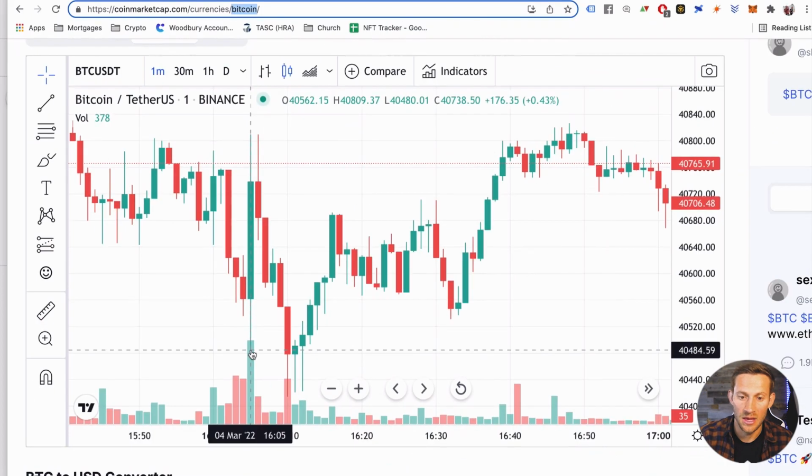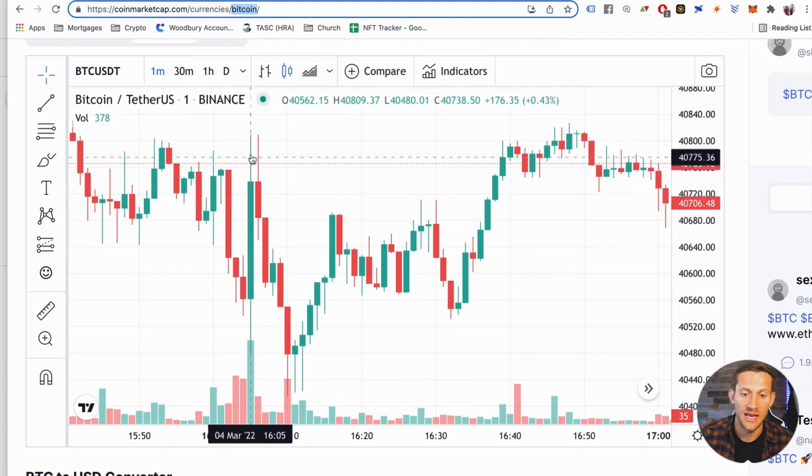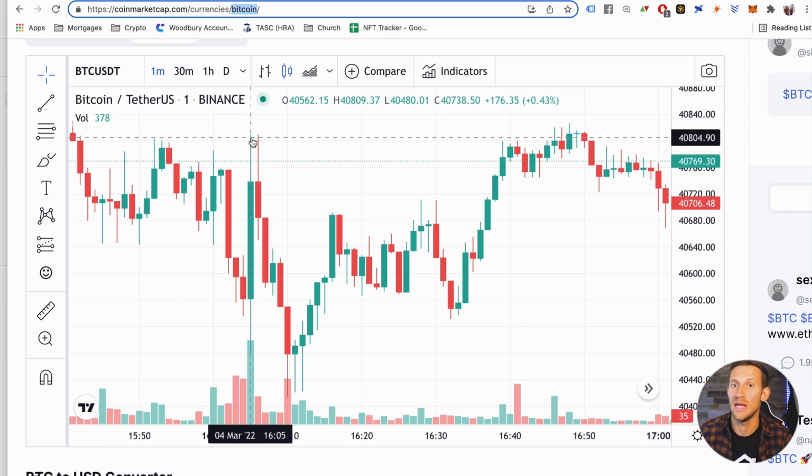The price of Bitcoin was all over the place. At one point during that minute, it was $40,484. And at another time in that minute, it was $40,800. It was a $300 price swing in the period of a minute.